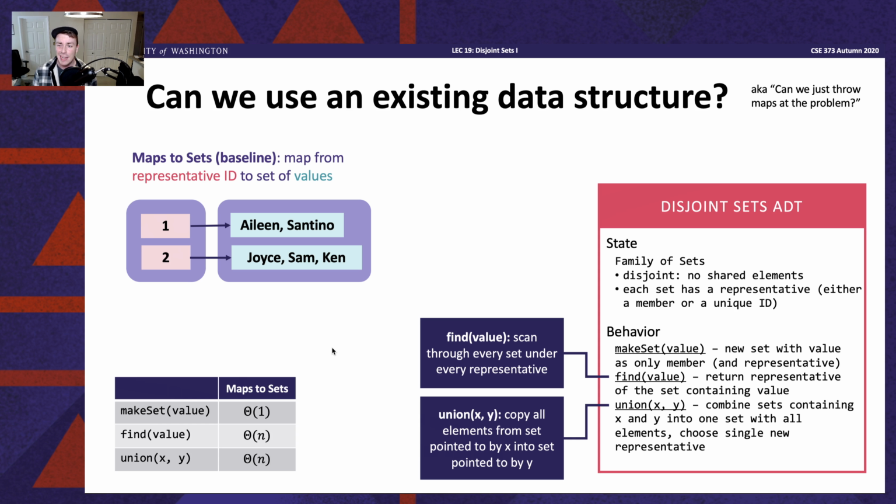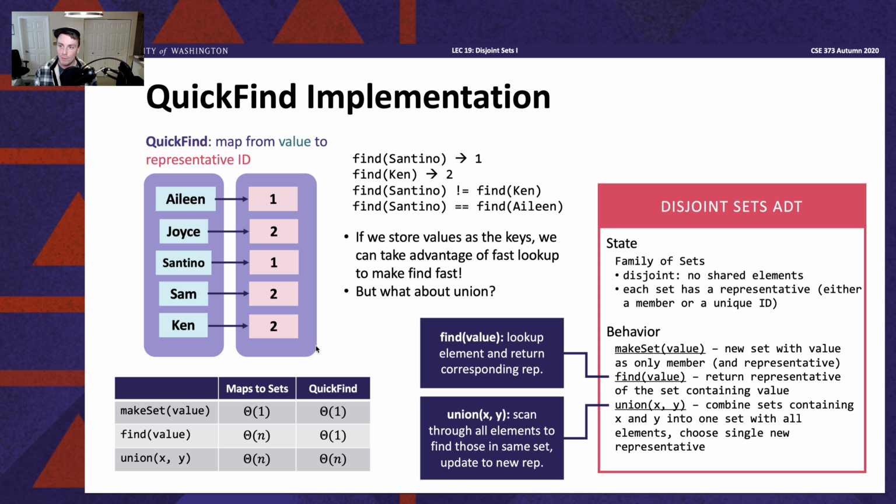The reason is we don't make it easy to find what set a particular element belongs in. We associate the mapping to go from set ID to all of the values in it. But it would be nice if we had some kind of instant lookup from the value inside the set to which representative ID it belongs to. Usually whenever you find yourself struggling with, I wish I was able to look this thing up, that's a sign you might want to use a map. So what if we change this? What if we turn that map around?